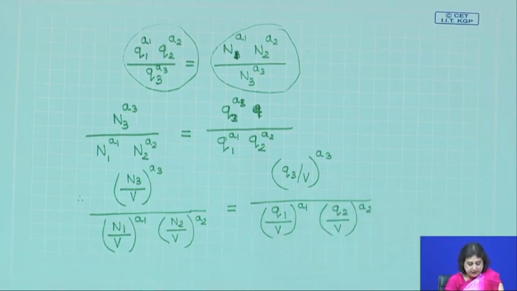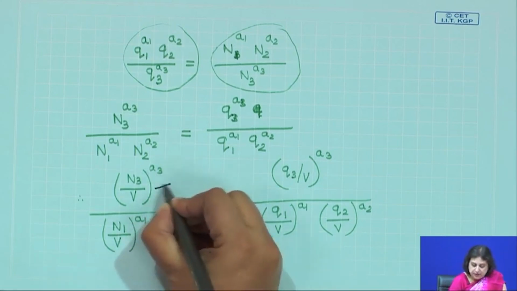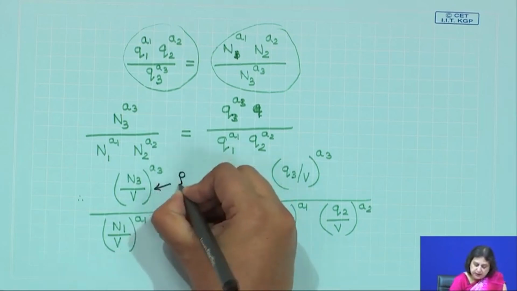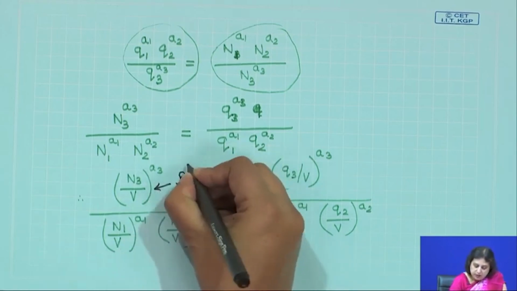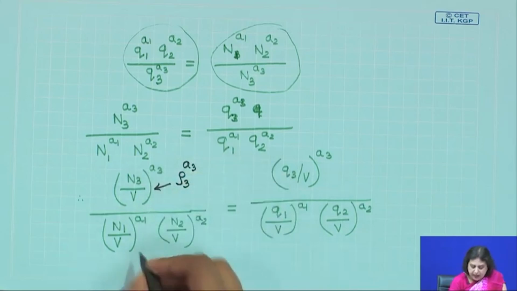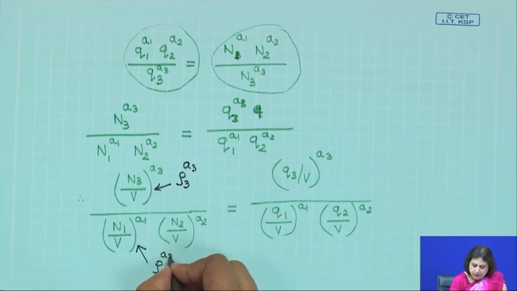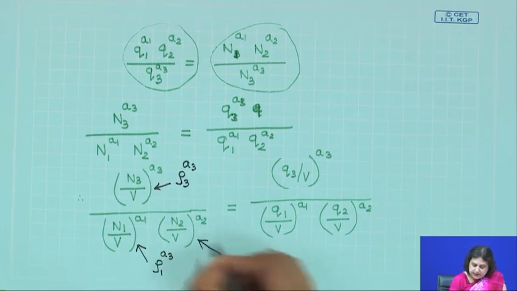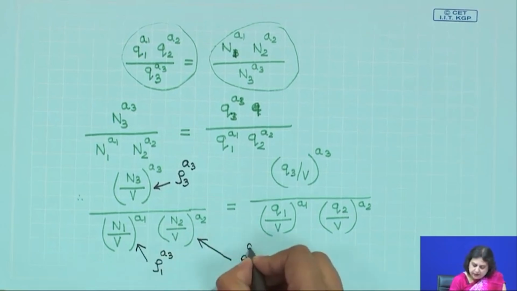So, now as you see, we have been able to formulate the left hand side in terms of the number density of the components present in the chemical equilibrium mixture. So, this quantity is nothing but rho 3 to the power of a3, this quantity is nothing but rho 1 to the power of a1, and this is rho 2 to the power of a2.